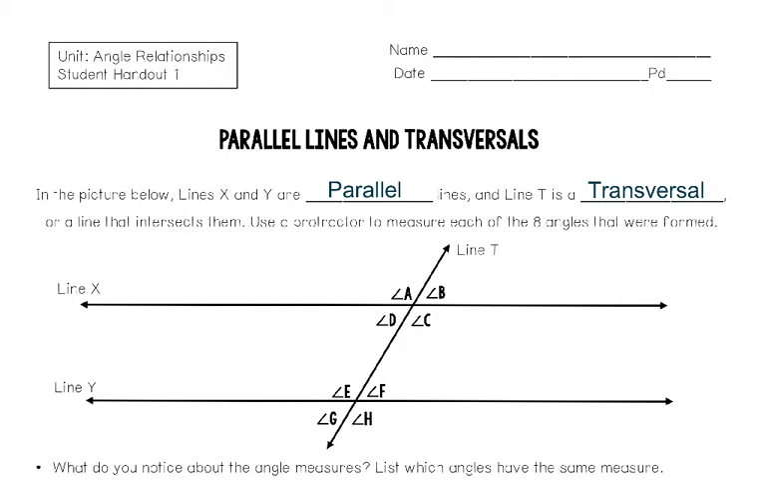So let's see if we can figure them out for ourselves first. We're going to use a protractor to measure each of the 8 angles that are formed. If you don't have a protractor, just follow along in the video and I'm going to go over it with you. Go ahead and pause now to find the measure of angles A, B, C, D, E, F, G, and H, and then press play when you're ready to check.